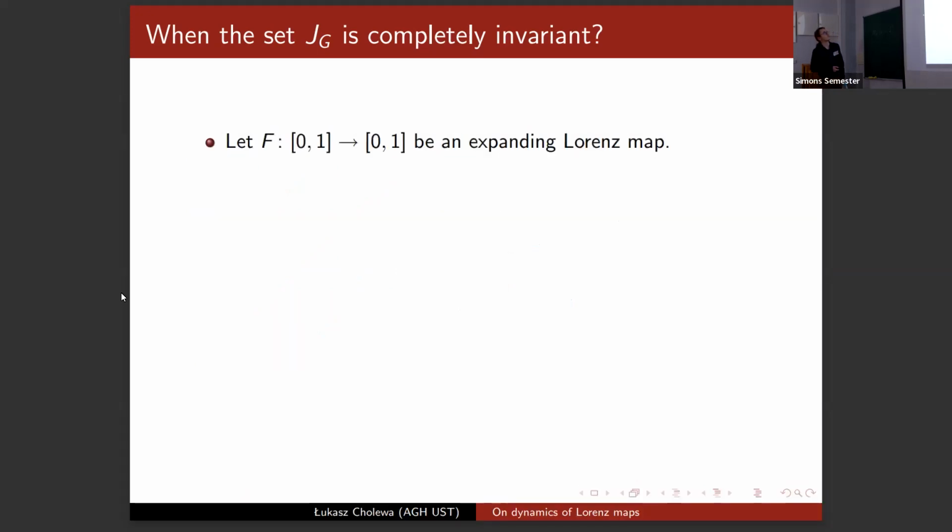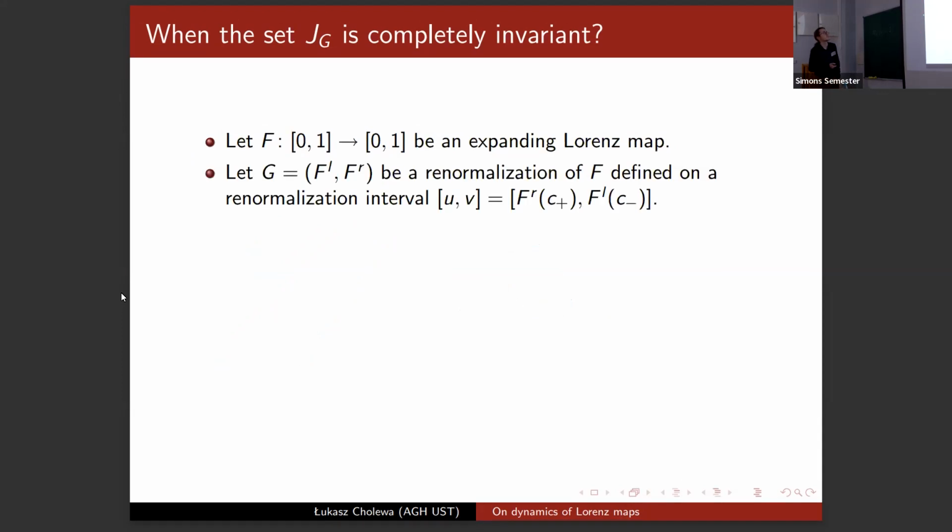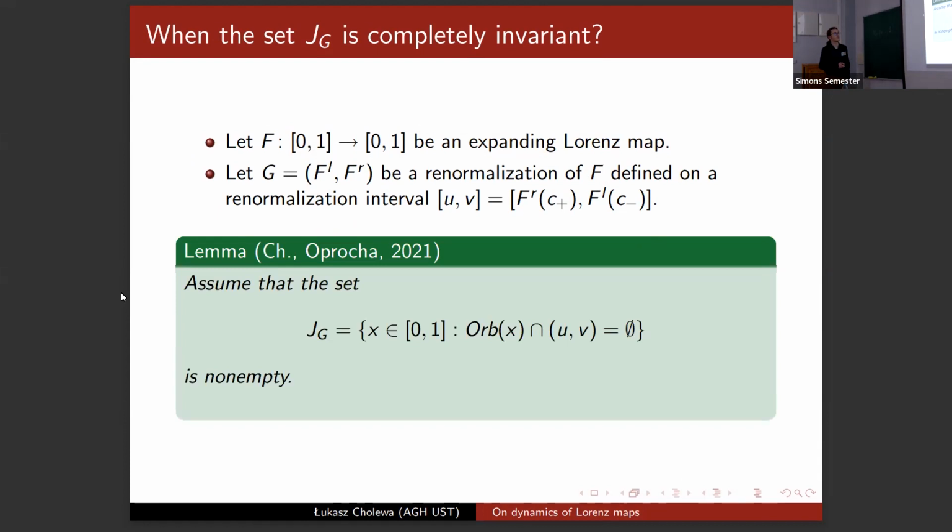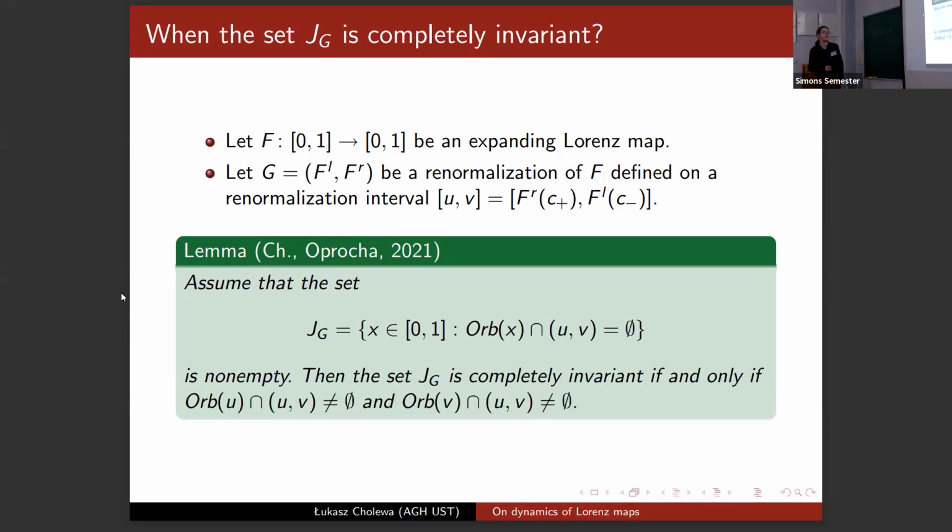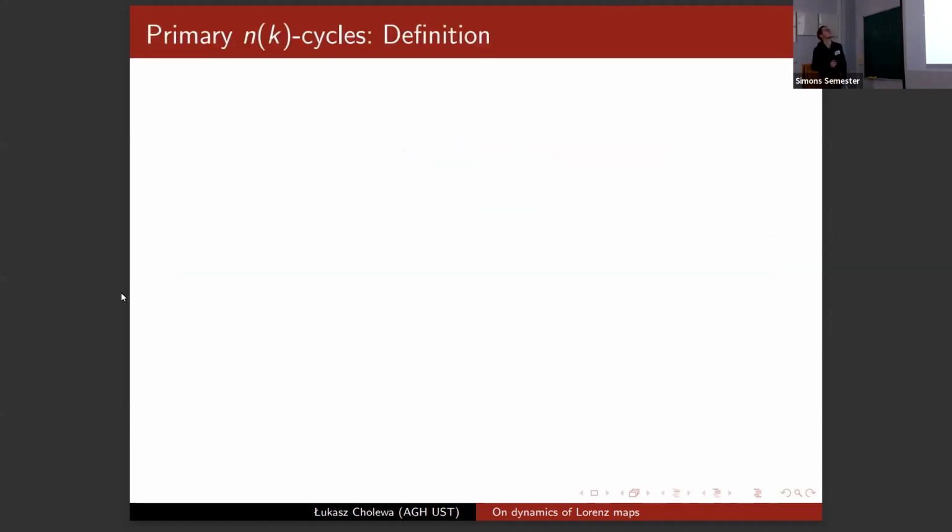So in the general situation, if I have an expanding Lorenz map F and some renormalization defined on the interval UV, then we proved with Piotr that if the set JG is non-empty, then it is completely invariant if and only if the trajectory of U and V does not intersect the open interval UV. So in this case, the points 0 and 1 cannot belong to the set JG, and then everything is fine. It is completely invariant. But still, this set can be empty. And to answer the question of when it is non-empty, we use the notion of primary NK cycles.